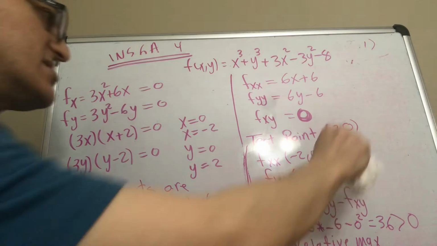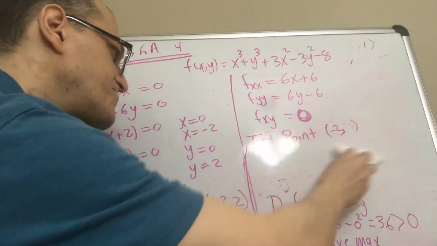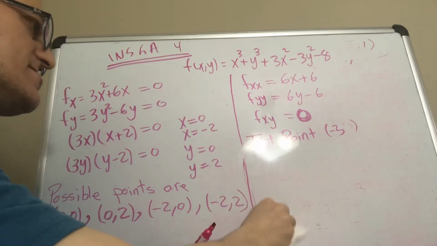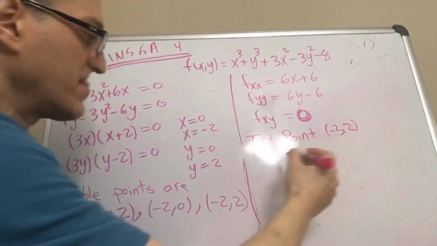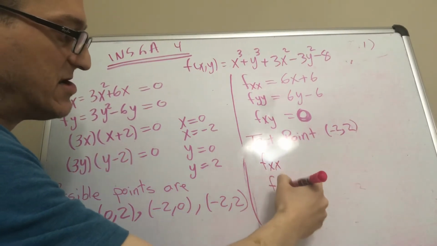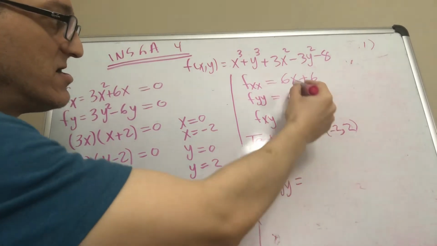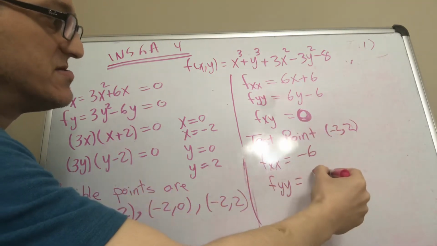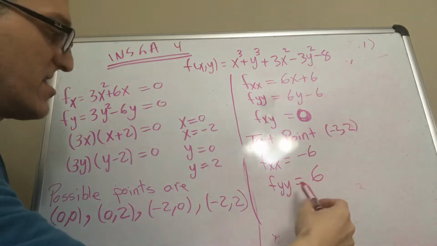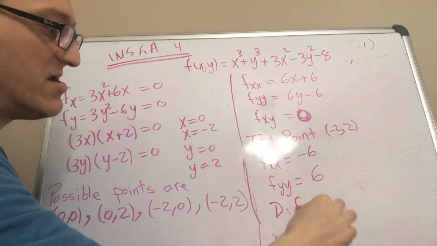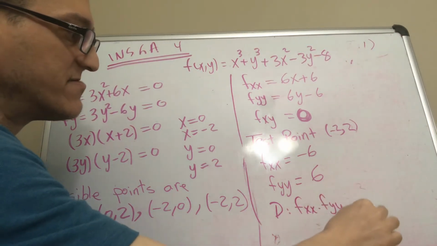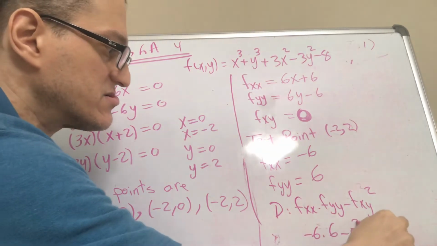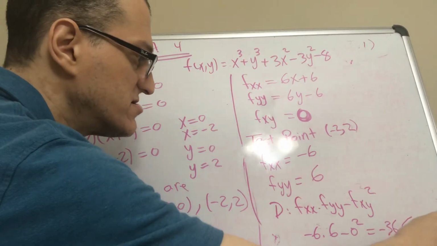And the last point, (minus 2, minus 2). So we do the fxx, the fyy. A minus 2 gives you a negative 6 here. A minus 2 here gives you a negative 6. And then we do the D: fxx, fyy, fxy squared. Negative 6 times negative 6, minus 0 squared, 36, greater than 0, negative and negative, relative max.